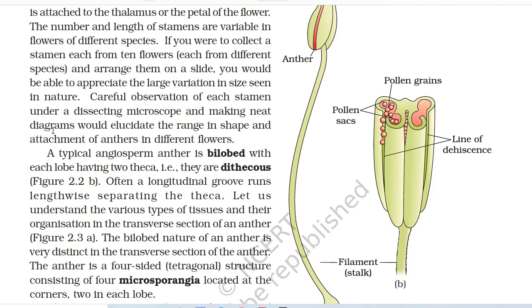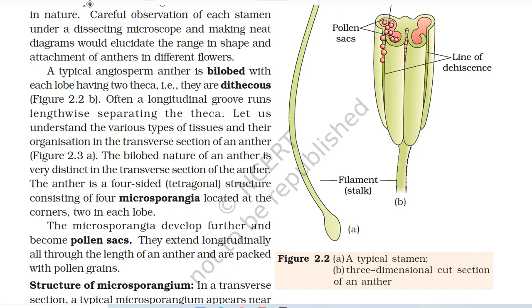Careful observation of each stamen under a dissecting microscope and making neat diagrams would elucidate the range in shape and attachment of anthers in different flowers. A typical angiosperm anther is bilobed with each lobe having 2 theca, that is, they are dithecous. Often a longitudinal groove runs lengthwise separating the theca. Let us understand the various types of tissues and their organization in a transverse section of an anther. The bilobed nature of an anther is very distinct in the transverse section of the anther.